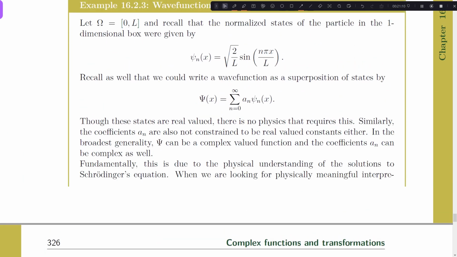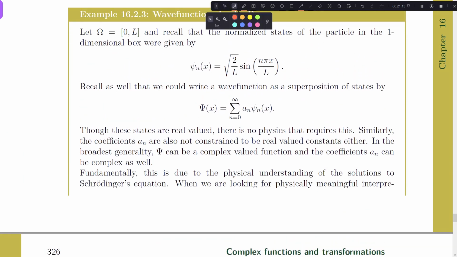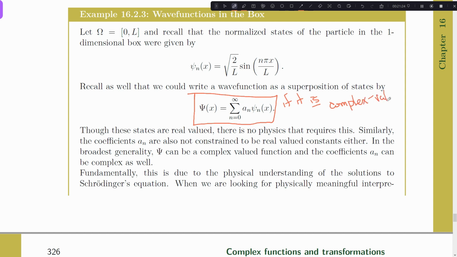Now, this brings up a good question: considering that this is complex valued, how do we, quote unquote, take measurements?